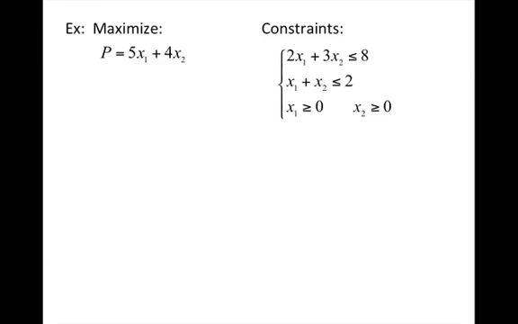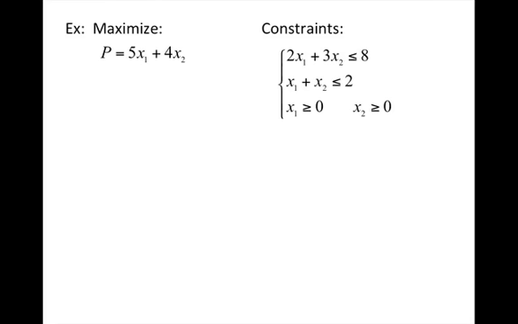Well, let's look at the next example. I want to maximize 5X sub 1 plus 4X sub 2. And my constraints are 2X sub 1 plus 3X sub 2 is less than or equal to 8. X sub 1 plus X sub 2 is less than or equal to 2. And then I'm told that X sub 1 and X sub 2 are both greater than or equal to 0.